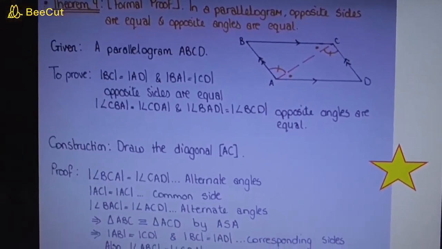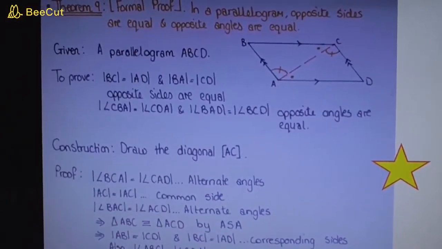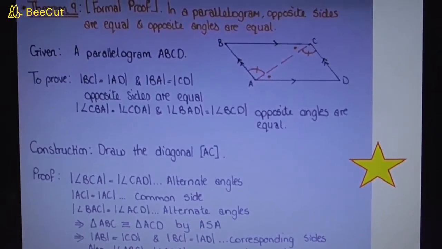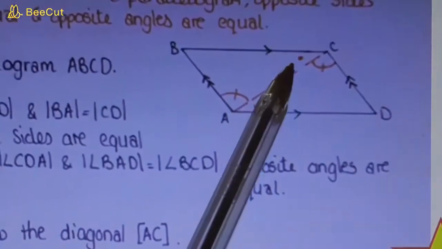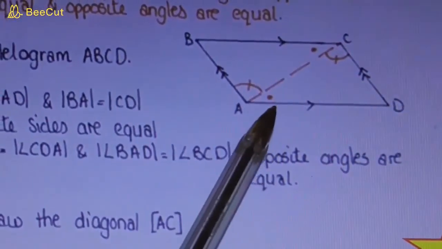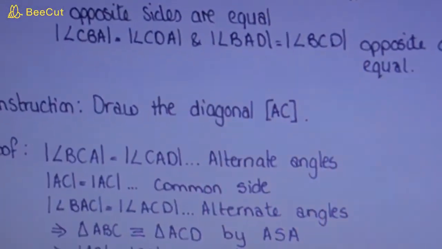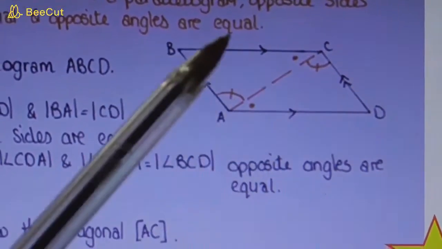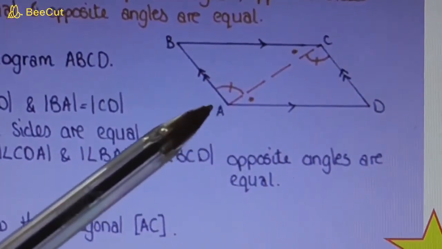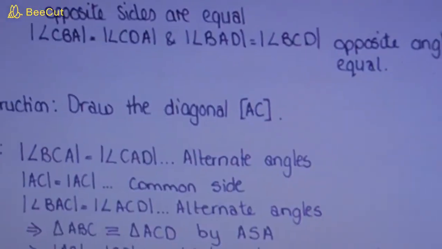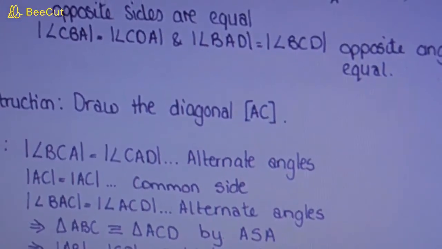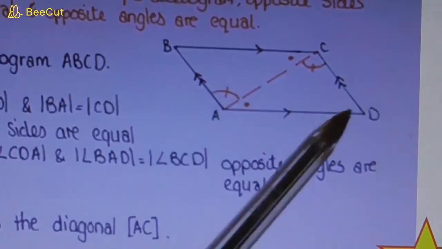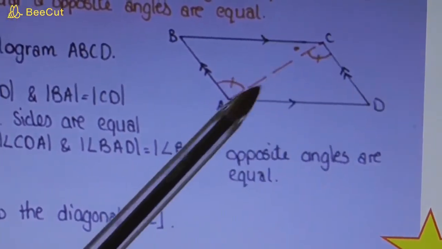Proof. The fact that I've been given a parallelogram means I can look for alternate angles. So angle BCA, this angle up here with the dot, is equal to angle CAD. Why? Because they are alternate. I also know that the diagonal splits the diagram into two triangles. Therefore, the side AC is common to both of those triangles. So AC is equal to AC because it's a common side. And then angle BAC, this one, is equal to angle ACD because they're also alternate. Look at the Z.